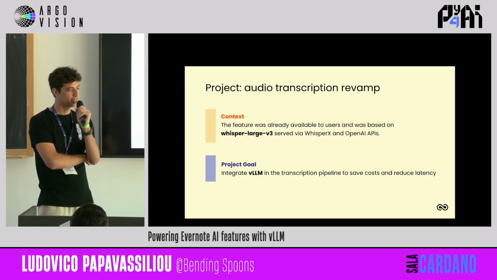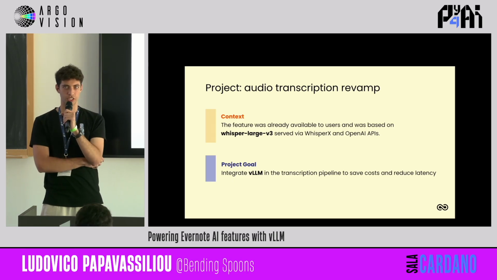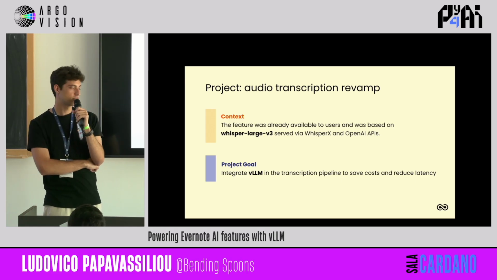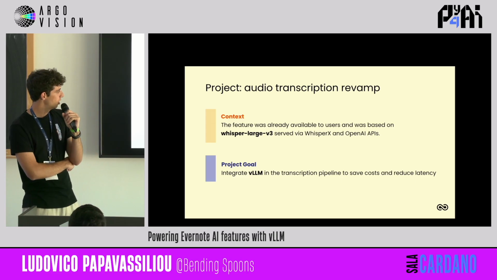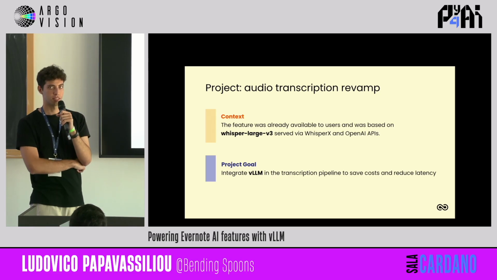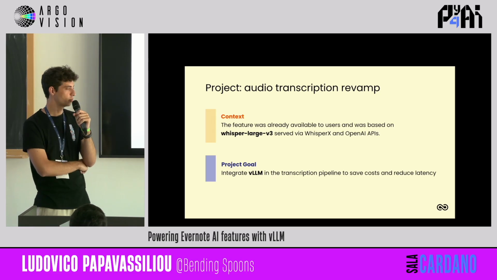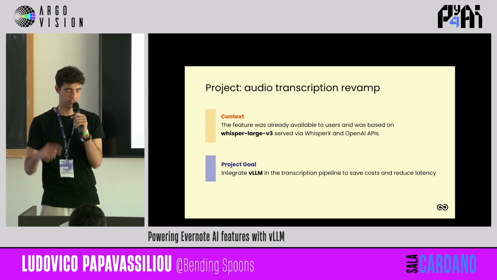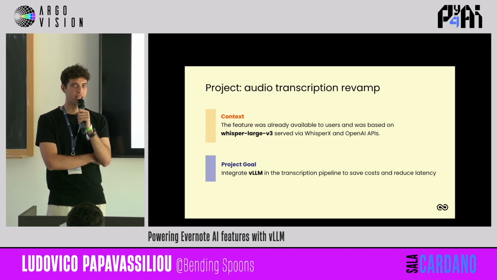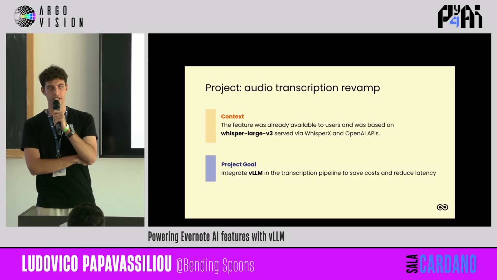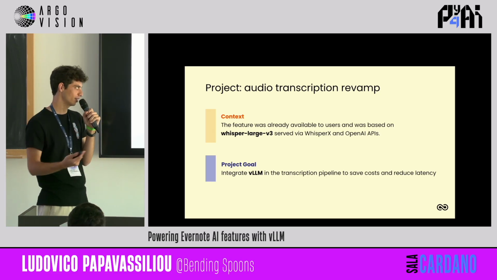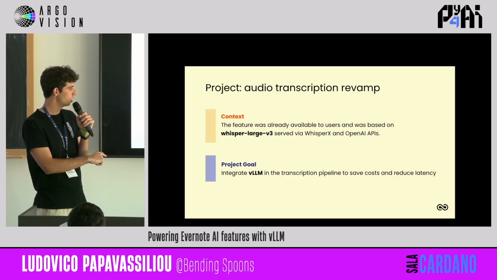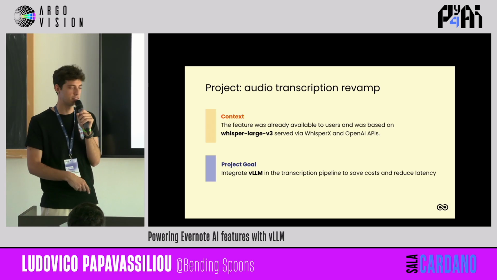Okay, now we can focus on the auto transcription project, which consisted in revamping an existing feature. So the feature was already there, and it used Whisper Large V3 as model, served with WhisperX, which is a very popular pipeline to serve Whisper. It has been there since years. And OpenAI APIs, so part of the traffic was sent to OpenAI for legacy reasons. Okay, let's not discuss it too much. The goal was to self-host everything and use vLLM to save costs and improve latency.